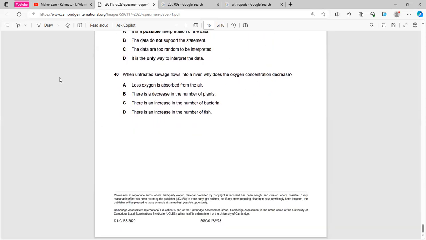Question number 40. When untreated sewage flows, why does the oxygen concentration decrease? Obviously, there's an increase in the number of bacteria. They release CO2, the decomposition process occurs. That's why there's a decrease in oxygen.